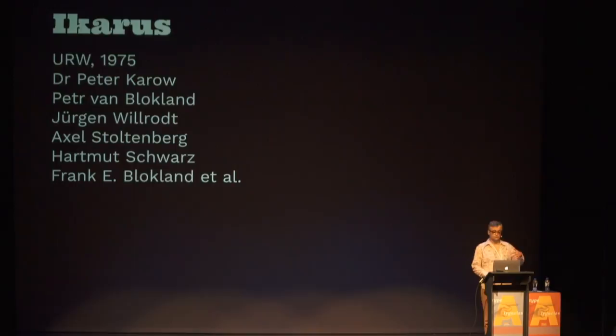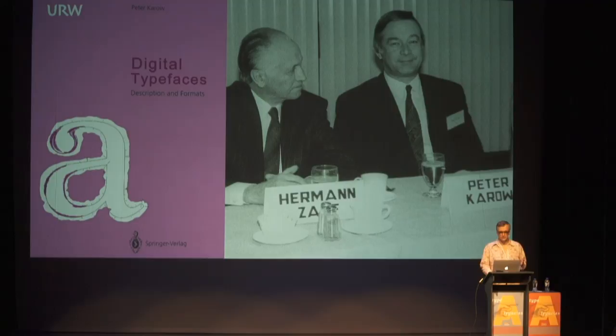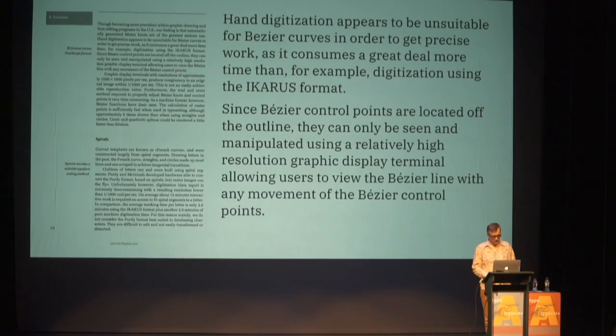Some of them are actually here. So Dr. Caro actually made an interesting observation, and this is something that I would like to touch on. As the relaxed gentleman on the right, he published this book in which he says, hand digitization appears to be unsuitable for Bézier curves because Bézier control points are located off the outline. So they can be manipulated, but that format, the Bézier curves as we know them today, did not necessarily lend itself very well to the predominant method of working at the time, which was digitization.